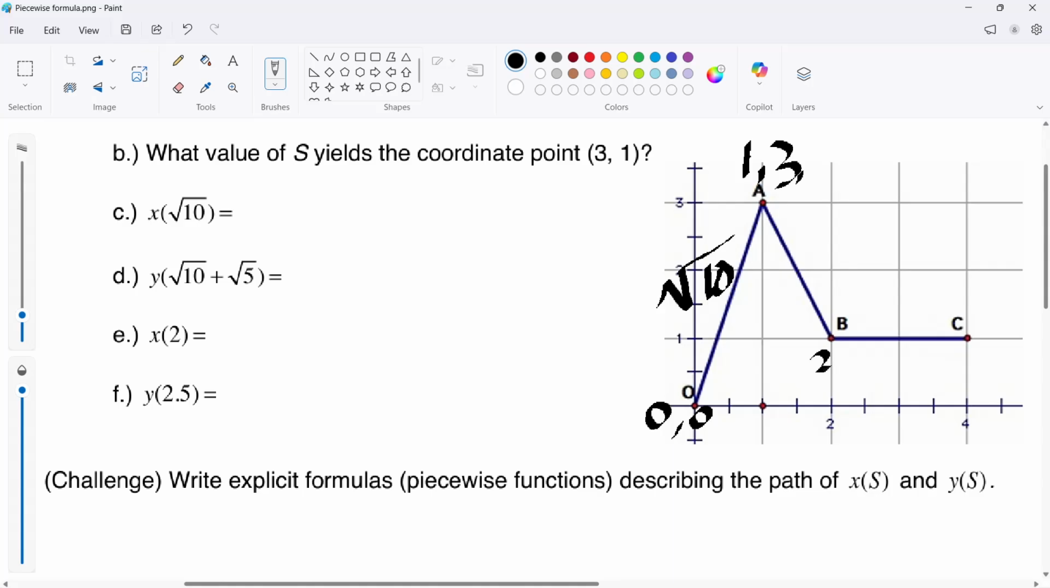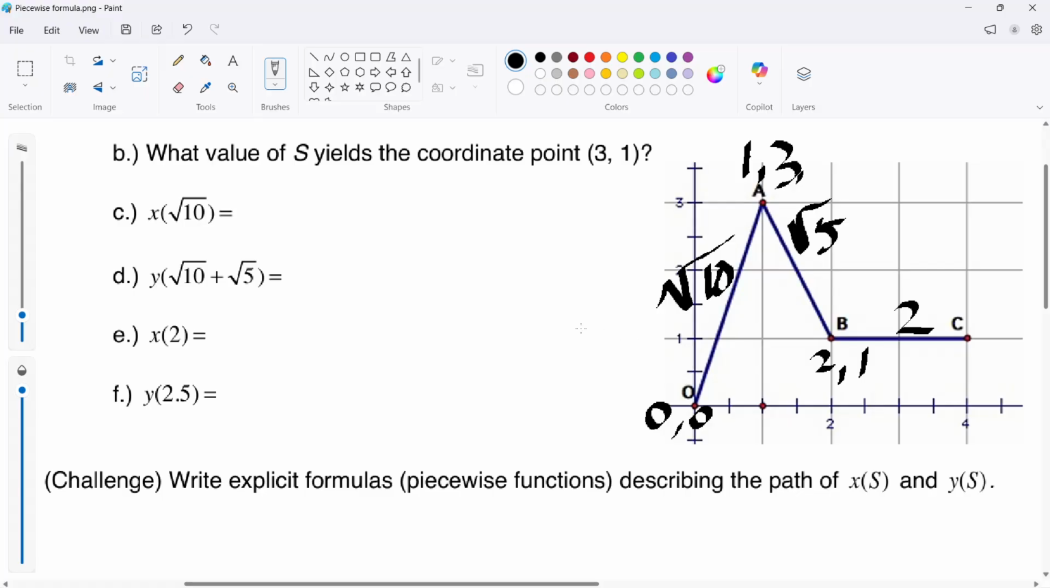This point is (2, 1). So what's the distance from (1, 3) to (2, 1)? And keep in mind in this segment the change in y is going to be negative. But this is 1 minus 2 is minus 1, squared is 1. 3 minus 1 is 2, squared is 4. 4 plus 1 is 5. This is square root of 5. And this one just has a distance of 2.